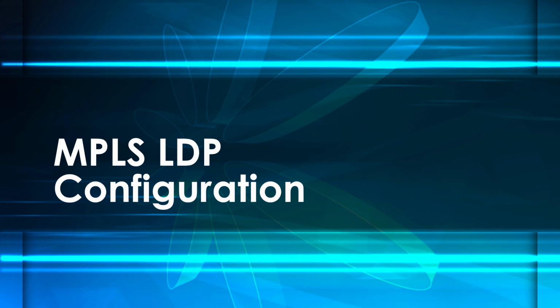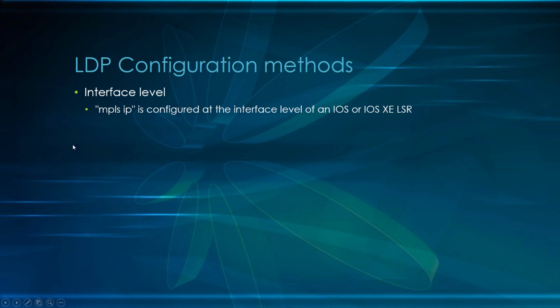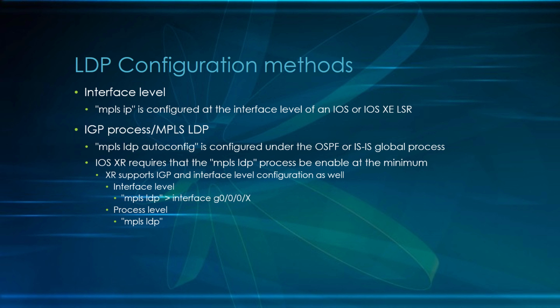In this video, we're going to be taking a look at our next topic about getting MPLS up and running, and that is actually the MPLS LDP configuration. Now, there are a couple different methods to implementing LDP to get it running. So we have the interface level config, which is MPLS IP configured at the interface level of IOS and XE. And then you have the process level, where you use MPLS LDP autoconfig if you are using IS-IS or OSPF. It has to be a link state routing protocol in order for this to work.